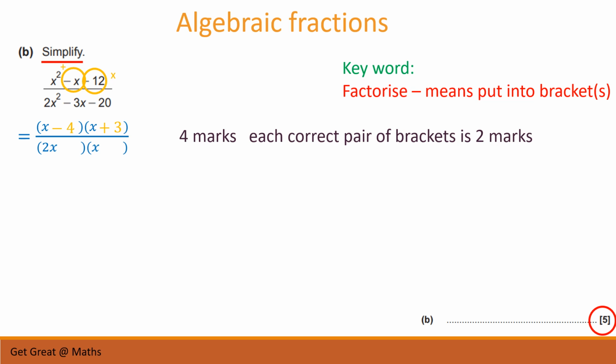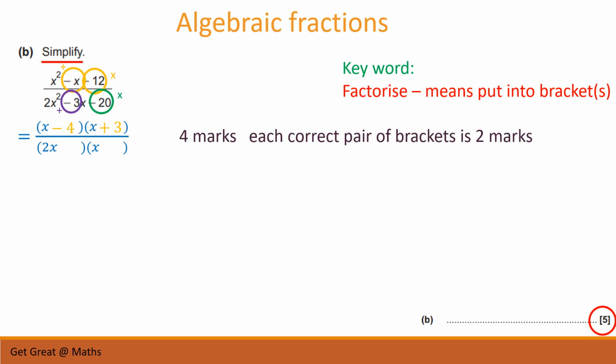So there are 4 marks for this question. Each correct pair of brackets is worth 2 marks. So what we've done so far would have given you 2 marks. The denominator is harder to factorise because you've got a 2x squared minus a 3x minus a 20 and that 2x squared makes it more complicated. But the same principle applies. I'm looking for two numbers that multiply to give me negative 20 and they're going to add to give me negative 3.